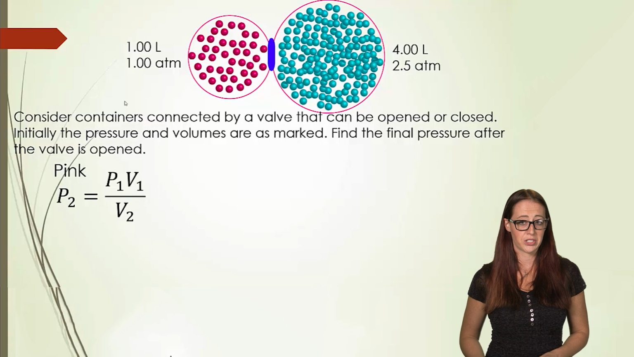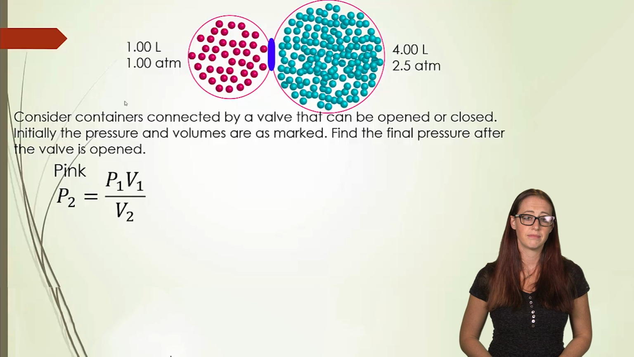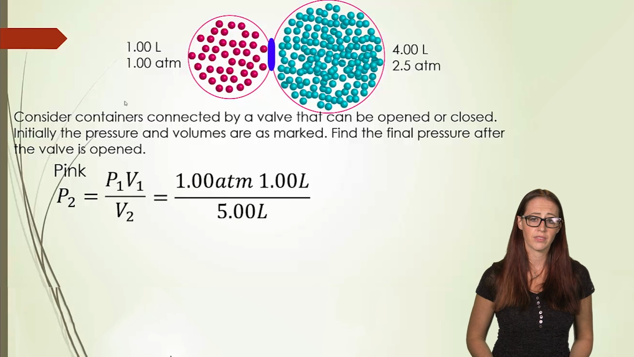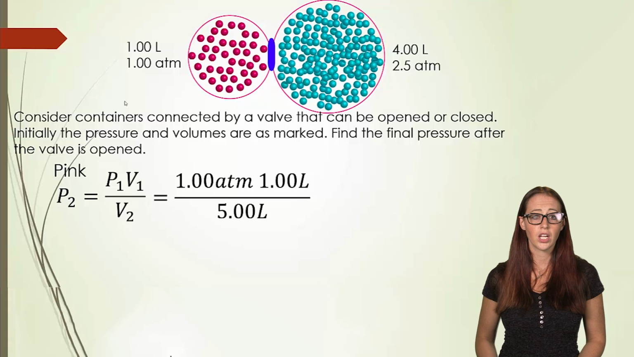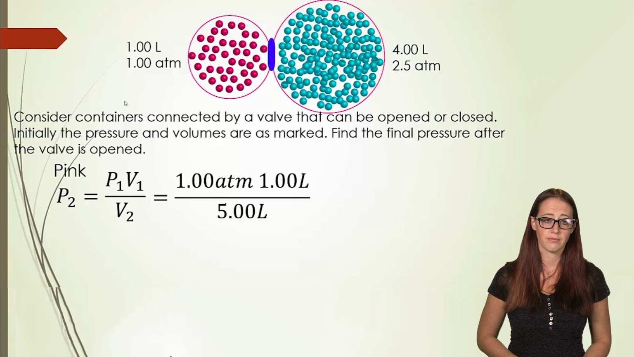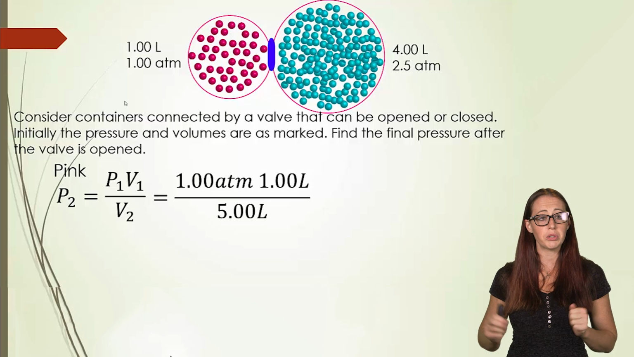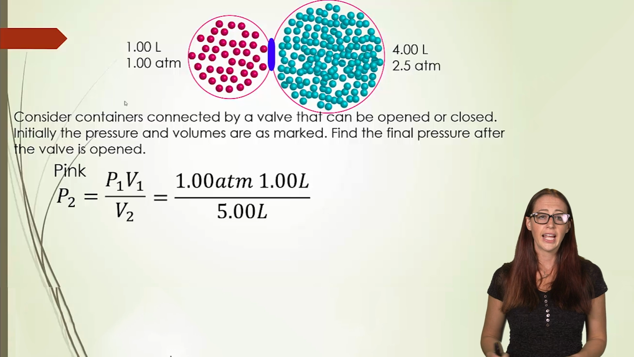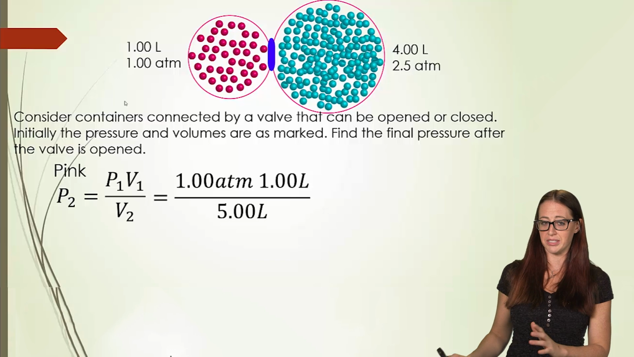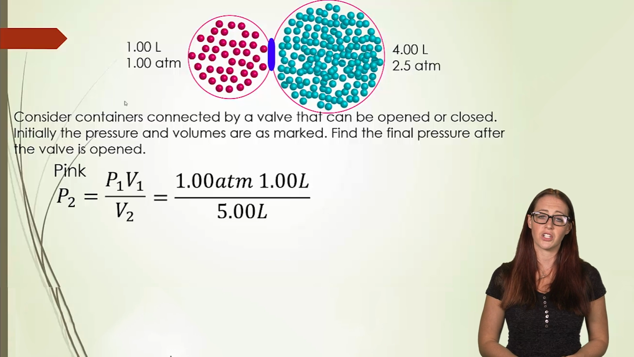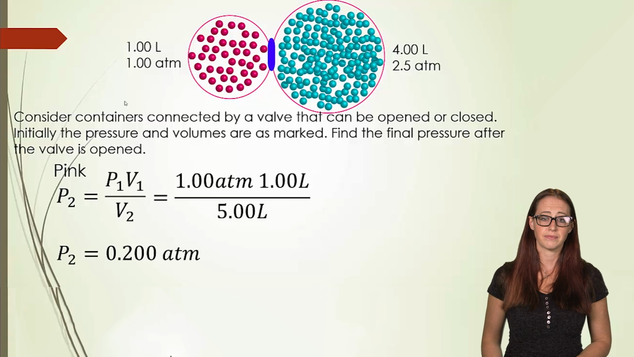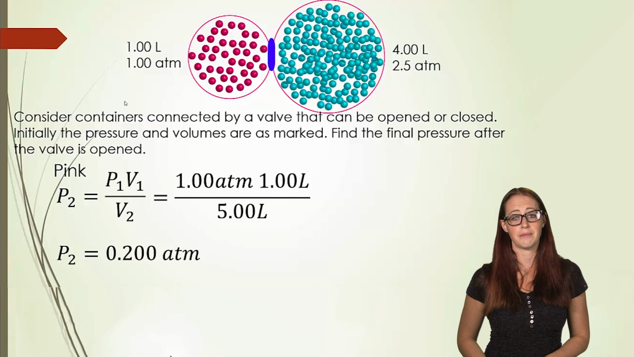Let's solve for the partial pressure of each one separately, starting with the pink. We will fill in our values of 1 atmosphere and 1 liter for our initial starting values. Notice our final volume. It's 5. It's the total volume. It's often common for students to put 4 here. We are not putting the pink one into the container that the blue one was in. We're allowing it to expand across the entire container, so you must add them together. This gives us our final partial pressure for the pink. Now do the exact same thing for the blue.